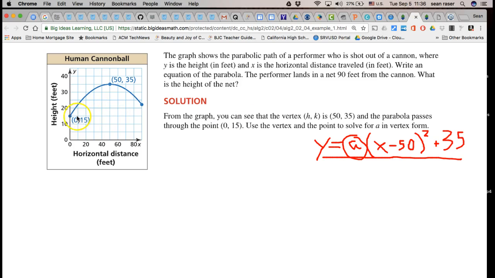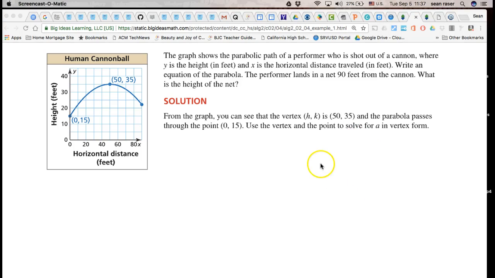So what we can do is, since we know our graph goes through (0, 15), we can plug in 0 for x and 15 for y into our equation, and that's going to give us an equation with only a as our unknown. A will be the only value we don't know, so we can solve that, and that'll help us get our equation. So let's go ahead and do that right now.